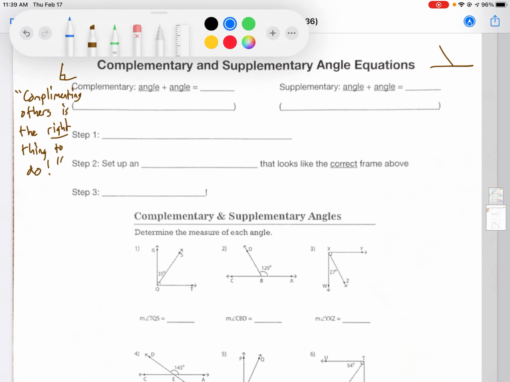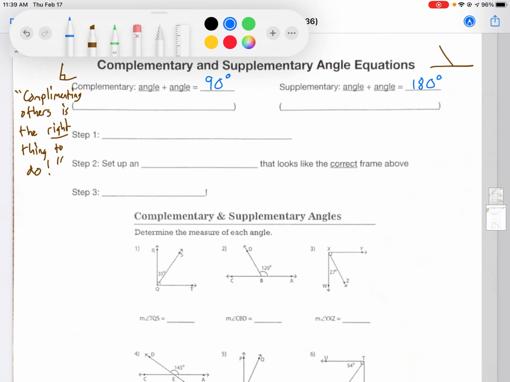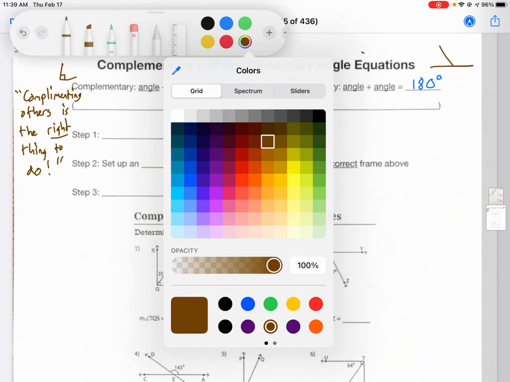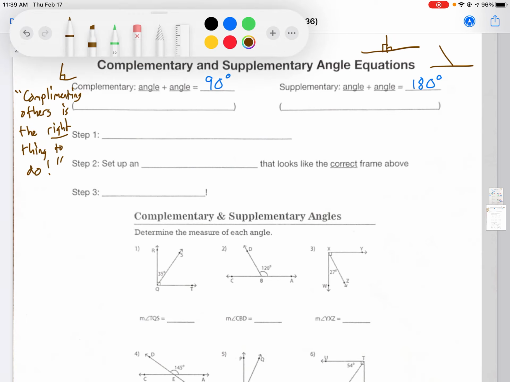All right, so if you think about the degrees in each type of angle. In complementary angles, the right angle, the one with the box in it, always means 90 degrees. So your 2 smaller angles are going to have to add up to 90 degrees. Supplementary angles add up to 180 degrees. That is a straight line. You can also think of it, and I'm going to switch back to brown for this diagram, as a right angle here and a right angle over there. 2 right angles make a straight line. 2 90s make 180.